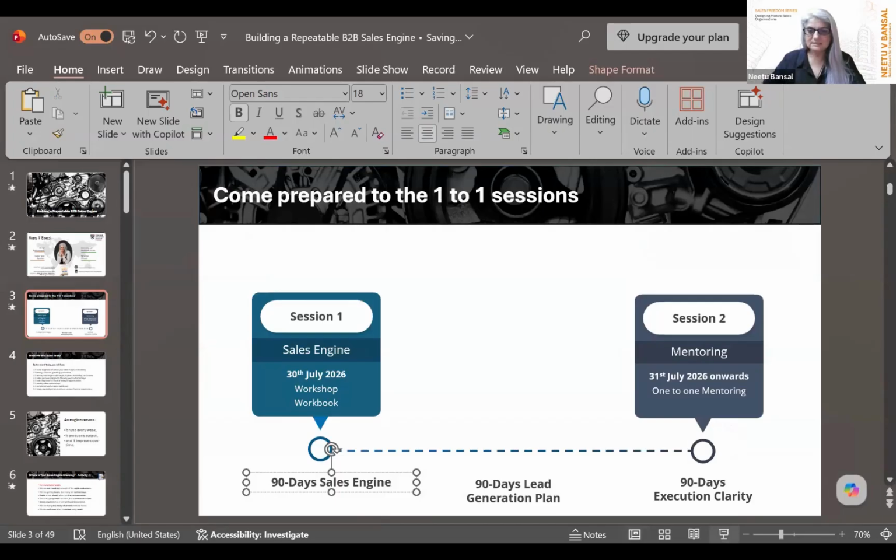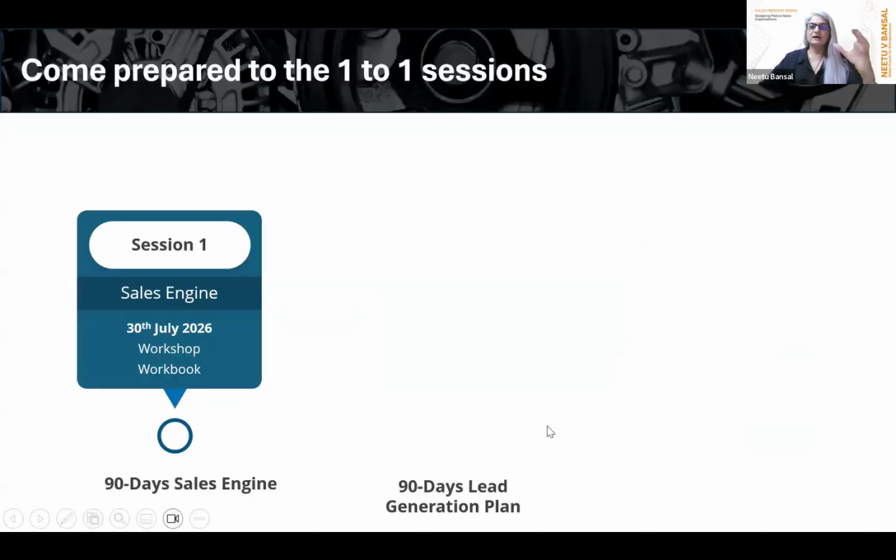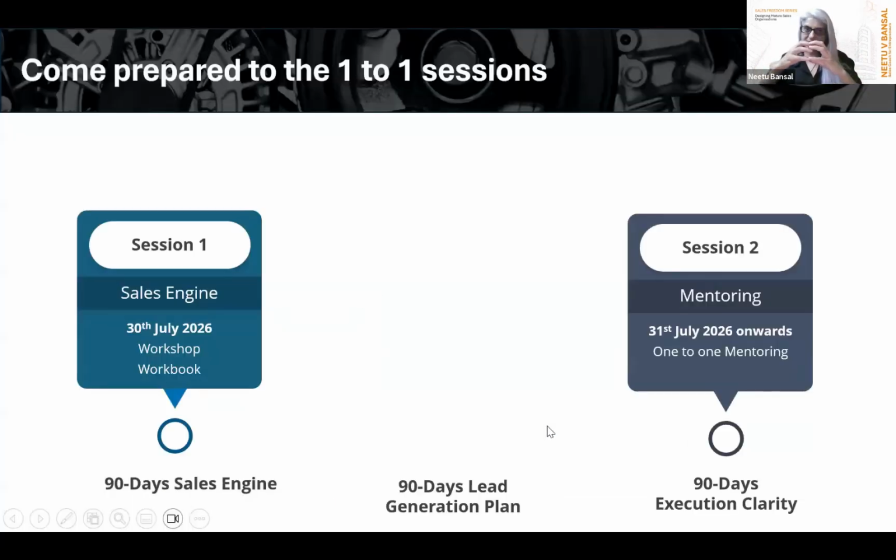Okay, and in the workbook I have defined the next 90 days, how you will adapt it in your business. What will you do? What will you focus on in your business? You'll focus on that, and then we can have a clarity call. So use the one-to-one mentoring as an execution clarity call on how I will apply this in my business.